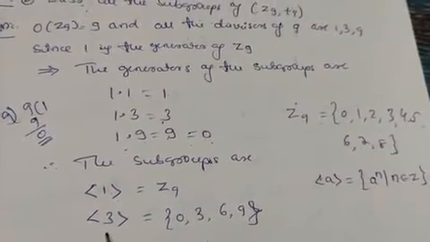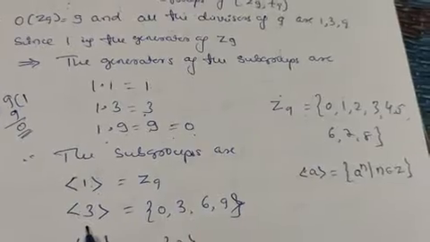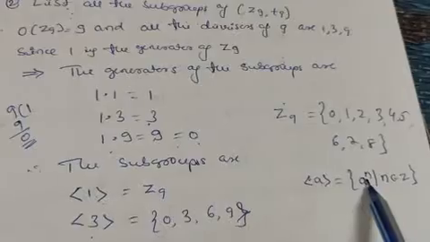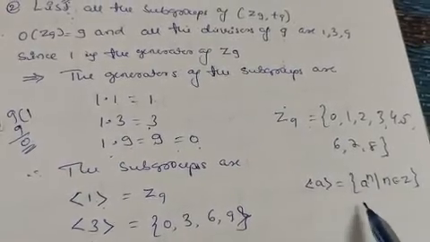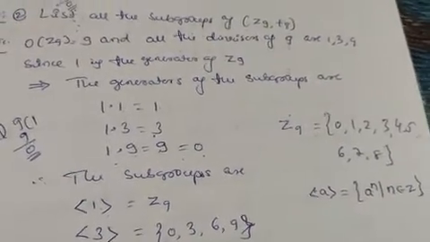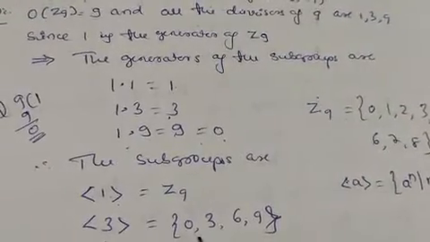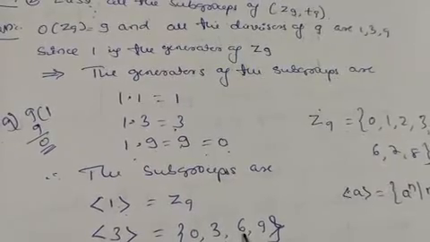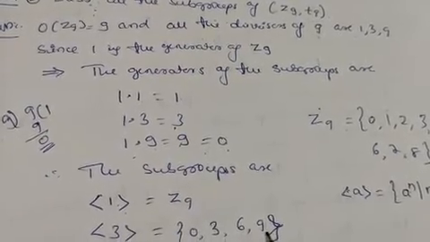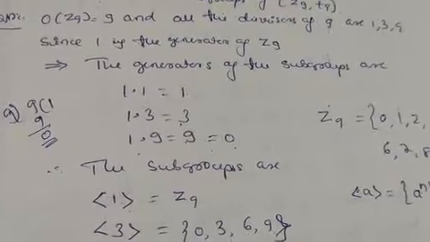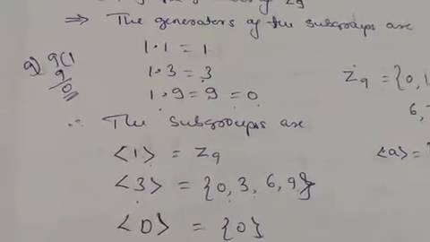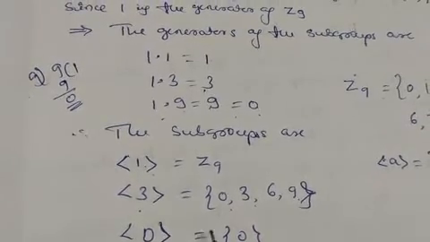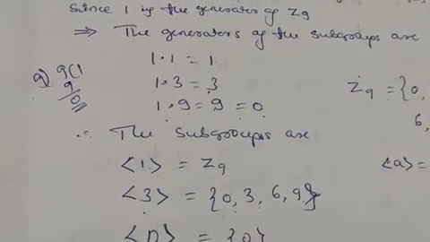And the group generated by 3. Since it is under addition, a to the power of n, which is multiplication, becomes n times a. So this is 0, and 0 plus 3 is 3, then 3 plus 3 is 6, and 6 plus 3 is 9, which is 0. So it is 0, 3, 6, and the cyclic group generated by 0 has only 0.